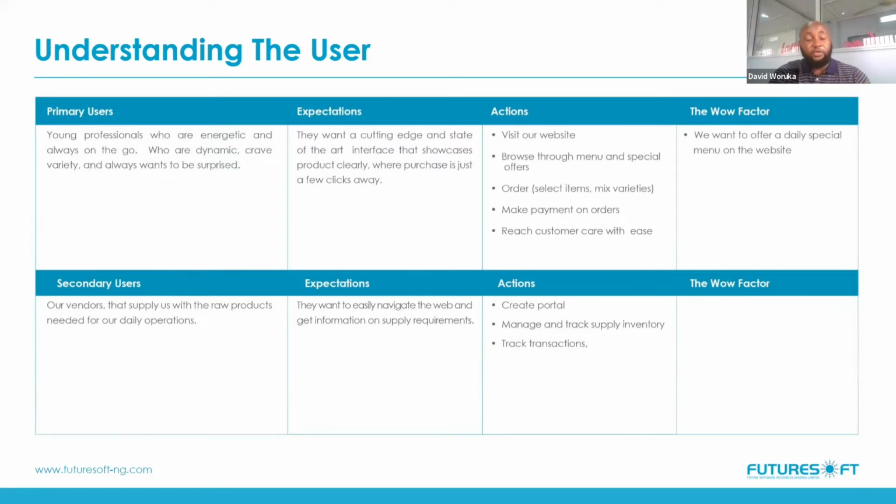This is just representing one segment of their users. There could be a different kind of user who can still be categorized as the primary user. But for this case study, I've just focused on the primary user, and then there's the secondary user. An example of the secondary user, which is why I listed it here, is our vendors that supply us with the raw products needed for our daily operations. So the expectations for the primary user is they want a cutting-edge and state-of-the-art interface that showcases products clearly. Their purchase is just a few clicks away.